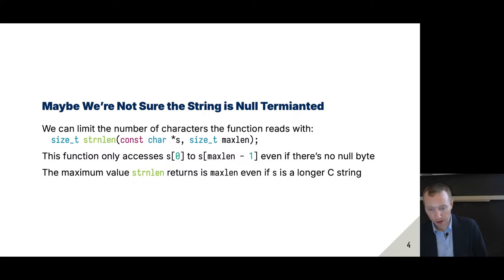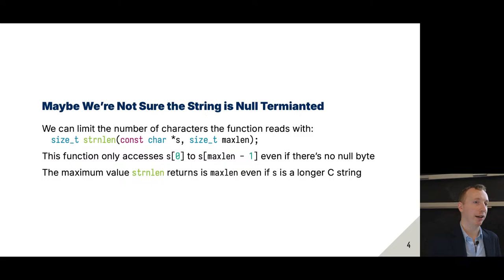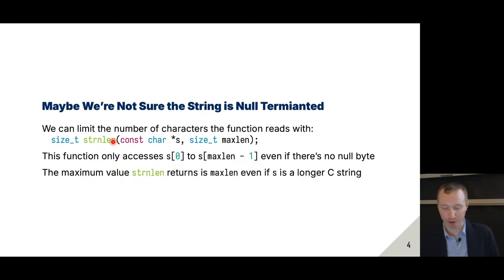There might be a case where you're not sure if that string is null terminated. The string length function we implemented before just keeps going until it eventually finds a null byte, and maybe it would access invalid memory. So there is another version of string length that actually has a limit. There is strnlen. Again, why did they shorten it? I don't know. Basically, it's the same thing, but it has a limit, and they just call the limit n.